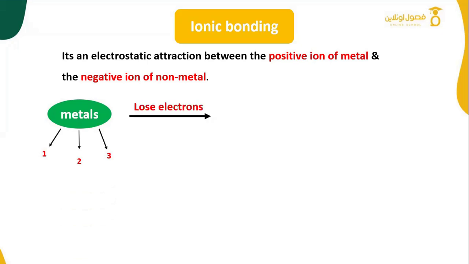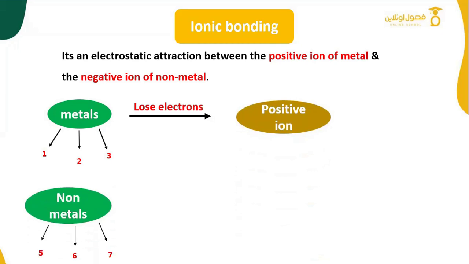We have studied before that metals which have 1, 2, or 3 electrons in their outermost energy level tend to lose electrons during chemical reaction and convert to positive ion. On the other hand, non-metals which have 5, 6, or 7 electrons in their outermost energy level tend to gain electrons during chemical reaction and convert to negative ion.